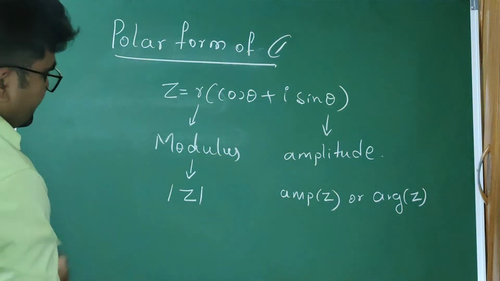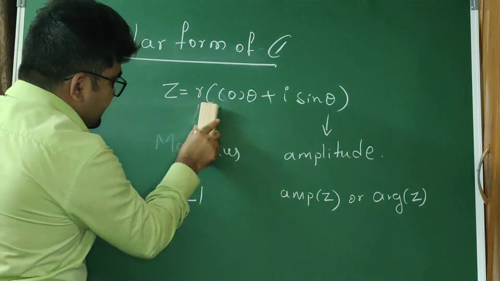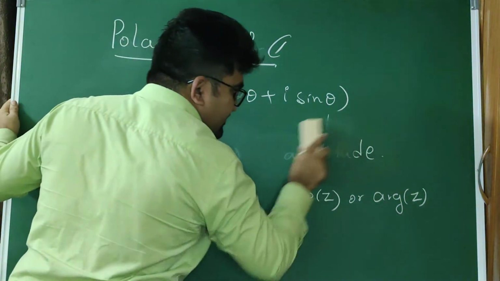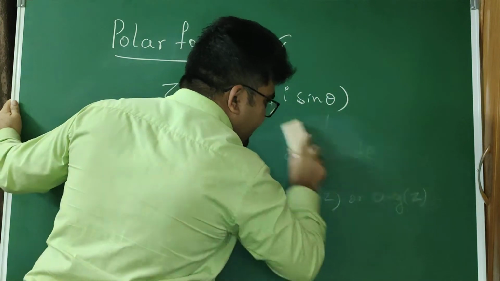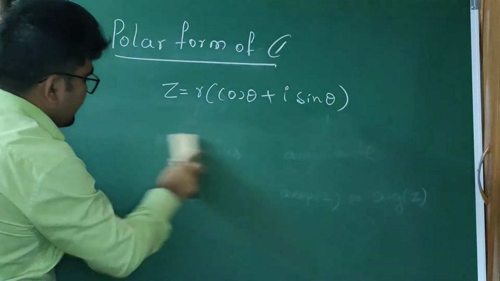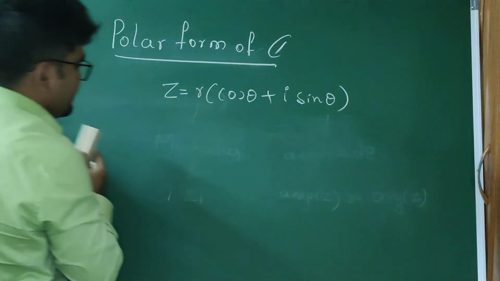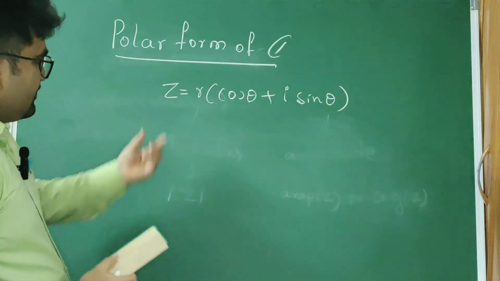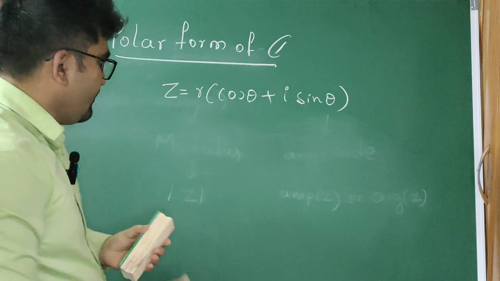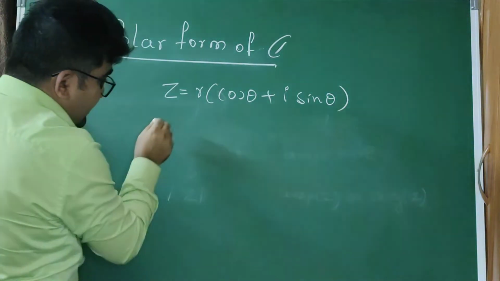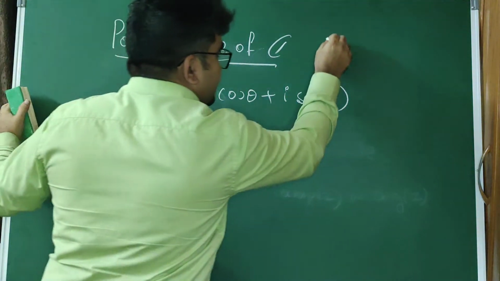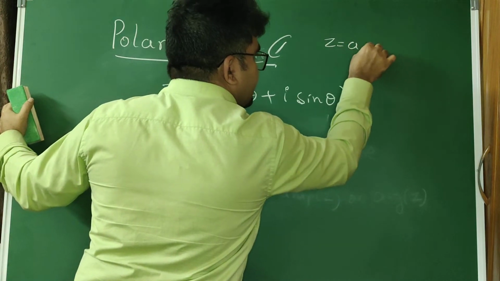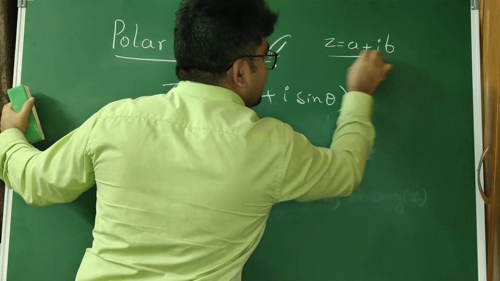So here I will rub this. ಏನಿದೆ ನೋಡಿ, this is very simple. Here ಏನಿದೆ ನೋಡಿ, z is equal to r into cos theta plus i sin theta ಅಂತ ಇದೆ. Now the z is nothing but what? Complex number ಅಲ್ವಾ? So z is nothing but ಹೇಗೆ ಬರೀಬೇಕು ನಾವು? a plus ib ಅಲ್ವಾ? What is z? z is equal to a plus ib. This is a complex number, right na?